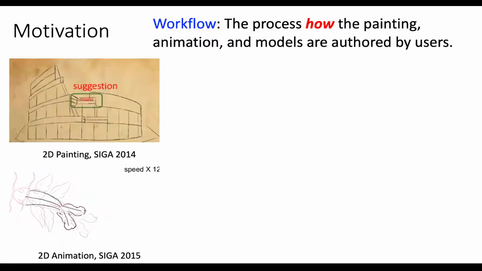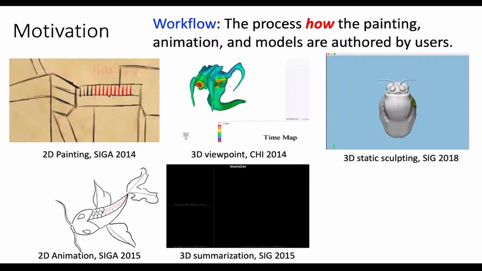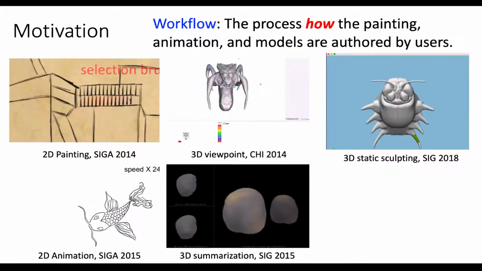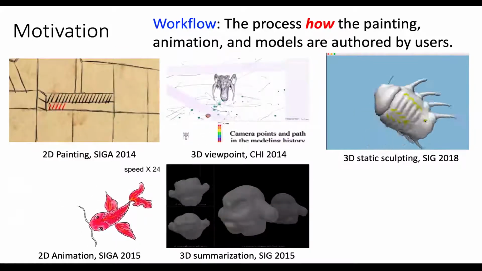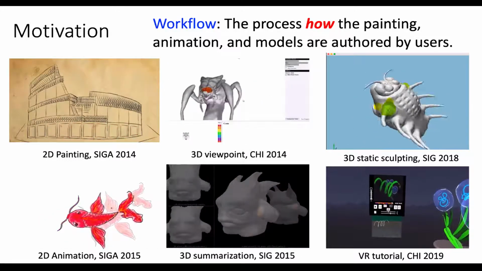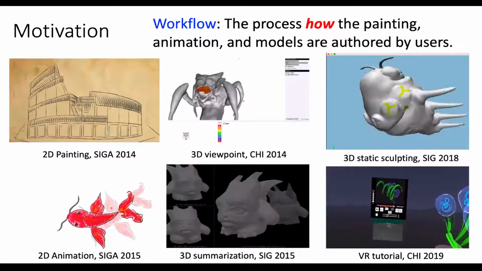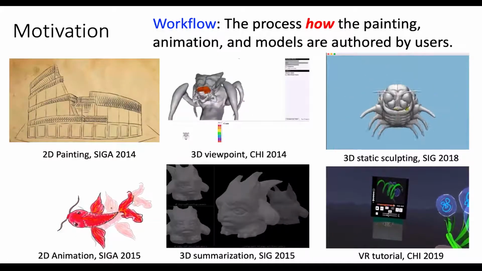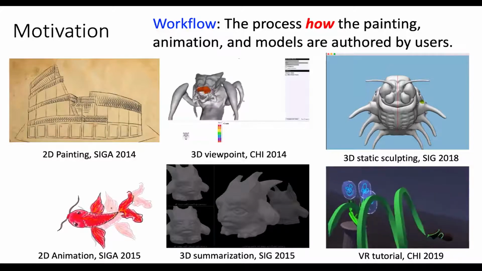Our motivation comes from the keyword workflow. The process by which the painting, animation, and models are authored by users is called workflow. There are related works leveraging workflows for different content creations, including 2D painting and 2D hand-drawn animation, 3D viewpoint suggestions, 3D summarizations for visualizations, and 3D static sculpting. Also in VR for painting tutorials. These recent works have shown the potential of workflow, which motivates us to leverage the workflow to assist animated sculpting content creation.